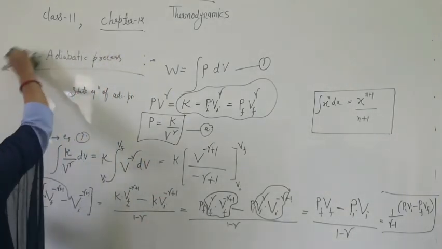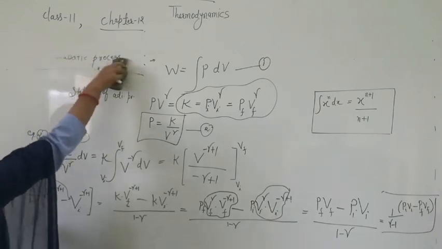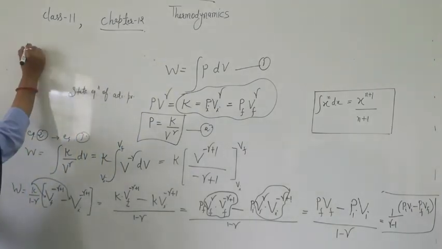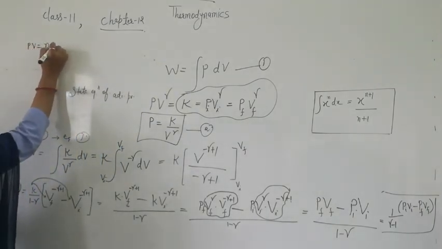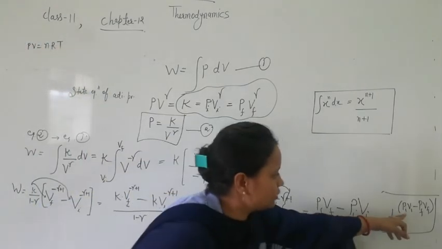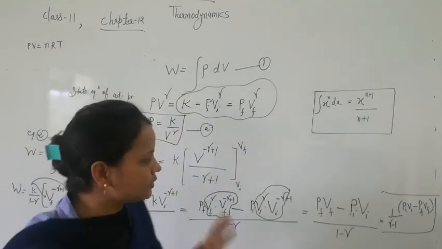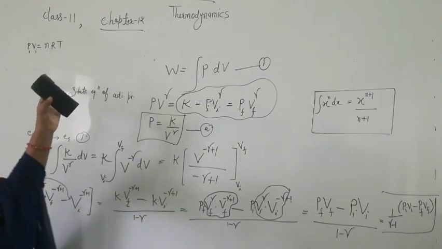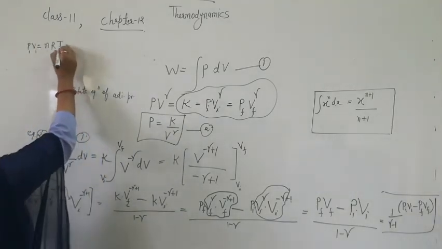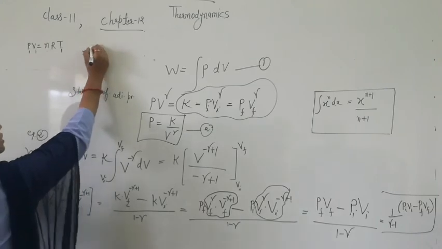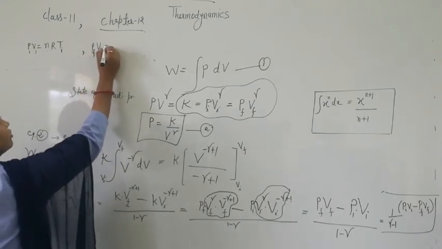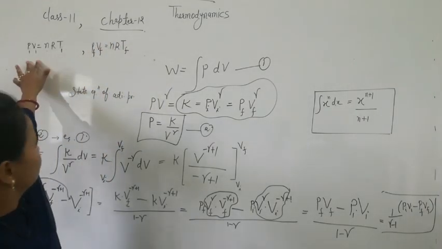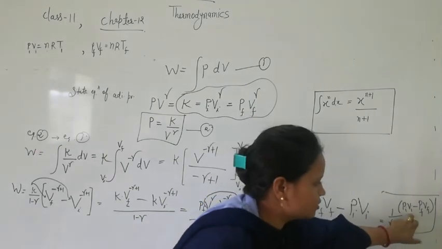Actually, we can write this by use of the ideal gas equation. We know the ideal gas equation is PV equals nRT. So for the initial and final states, we can set it in temperature form: Pi Vi equals nR Ti, where n is the constant number of moles, R is the gas constant, and Ti is the initial temperature. Again for the final state, Pf Vf equals nR Tf. We put these two equation values in this formula.